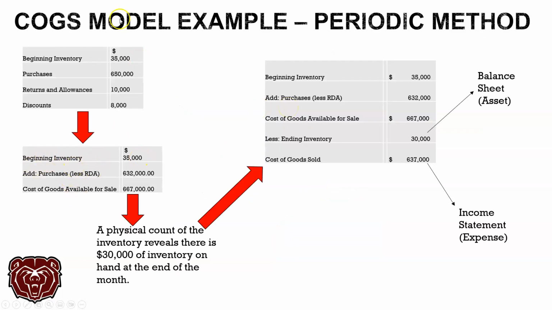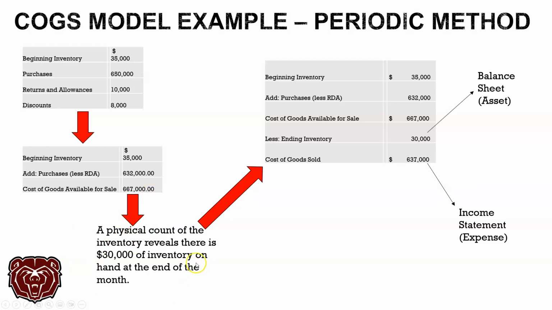So we take our beginning inventory, that $35,000. We add our purchases less our returns, discounts, and allowances, right? These reduce the value of our purchases, so we're going to reduce it by that. We're going to net our purchases, essentially. That gives us $632,000 in net purchases throughout the period, which gives us a cost of goods available for sale of $667,000. Okay?